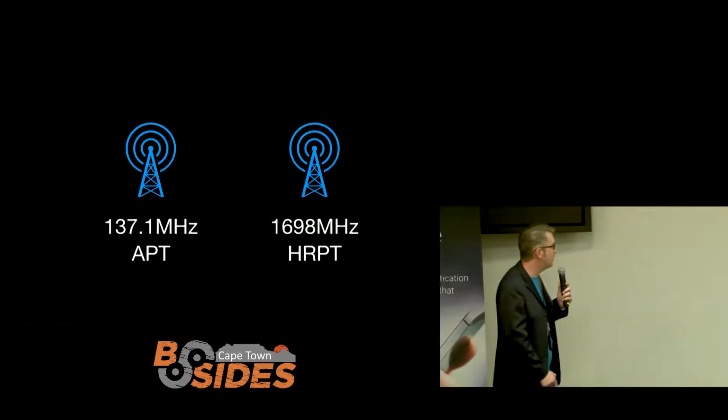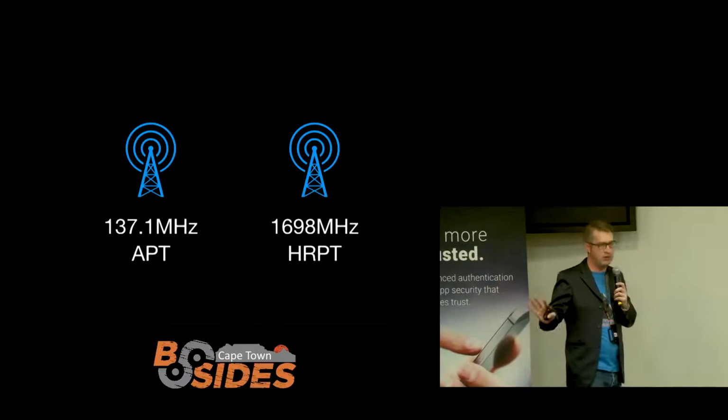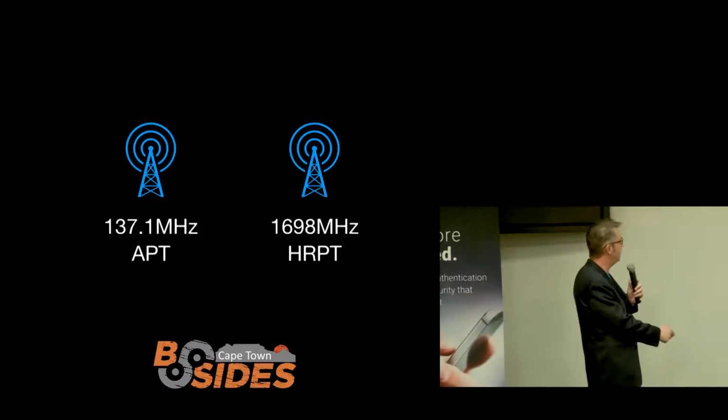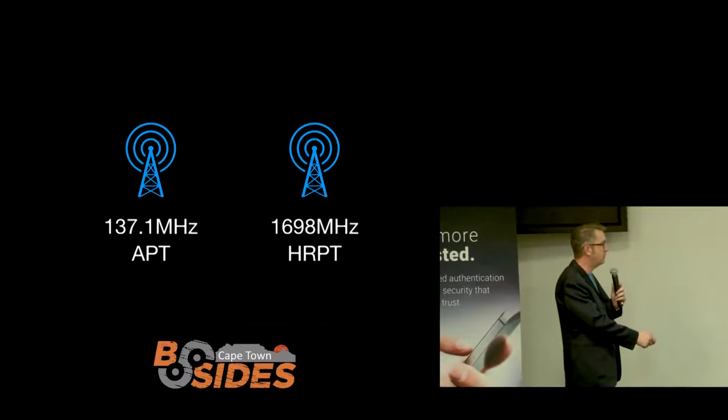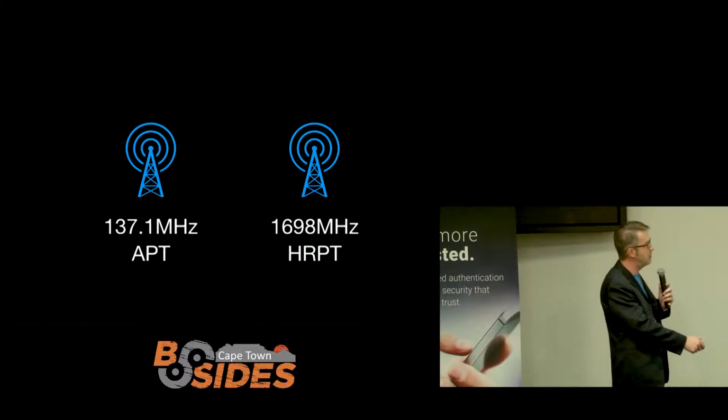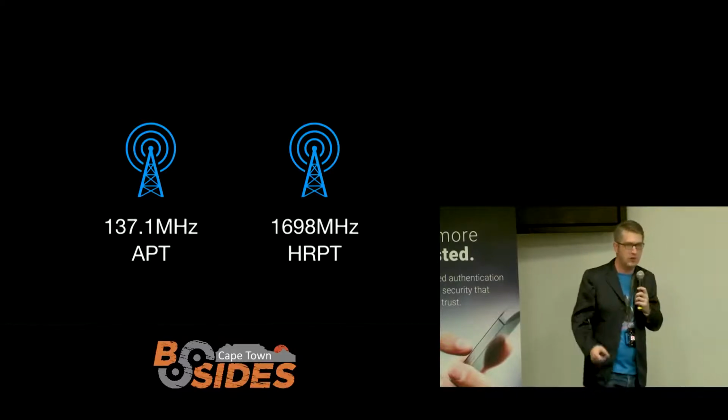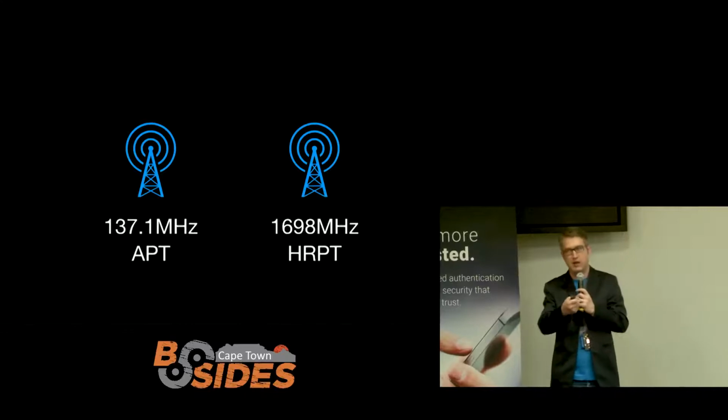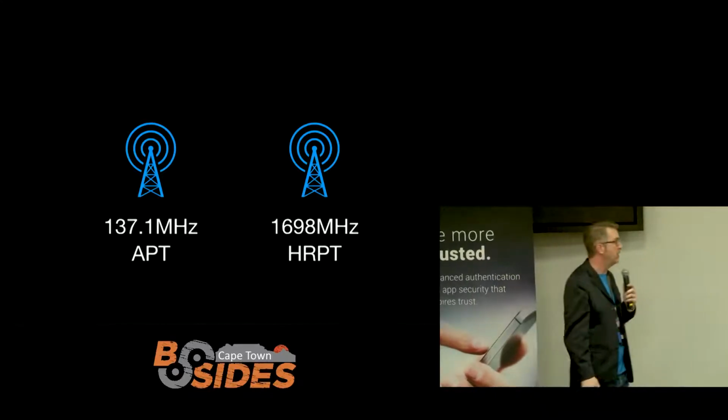So the NOAA satellites operate at 2 primary frequencies. They do a lot more than just this. But at 137.1 megahertz, they use something called automatic picture transmission. And then there's a higher resolution version of that, which I don't use because I'm not steady enough to hold the antenna and track the satellite as it comes over.